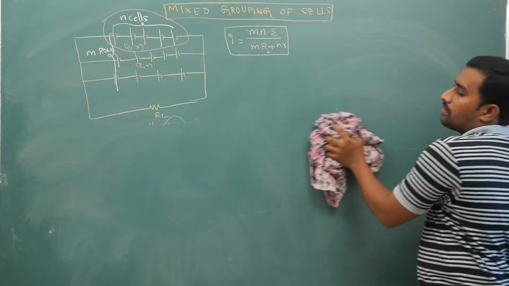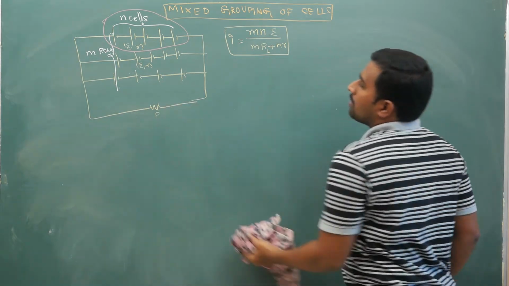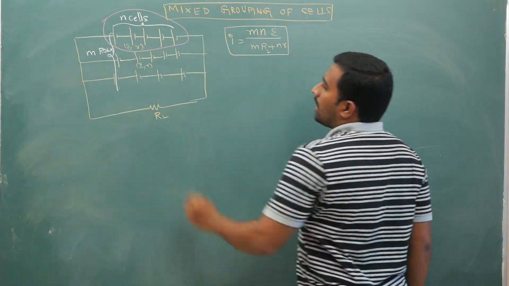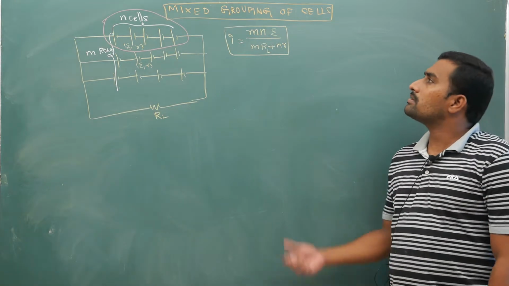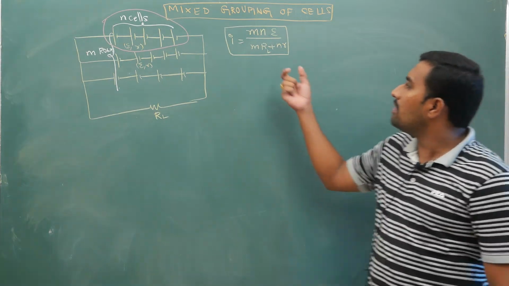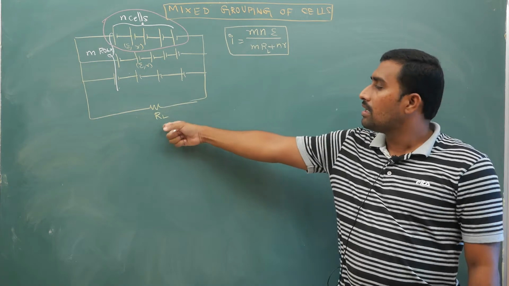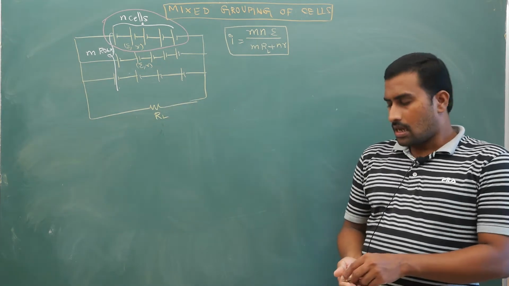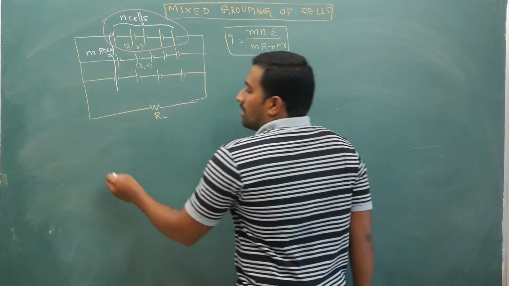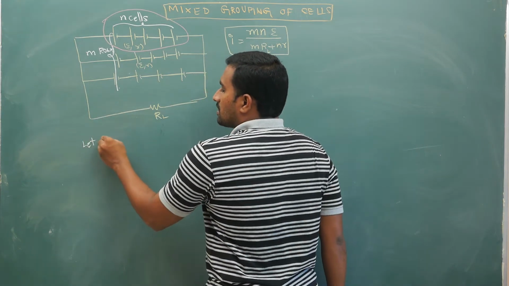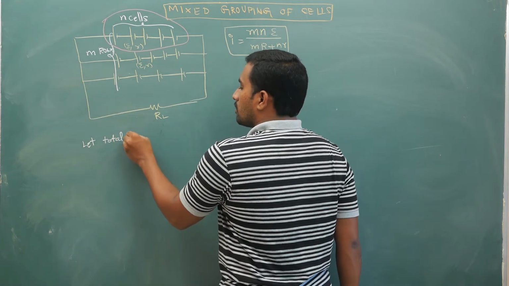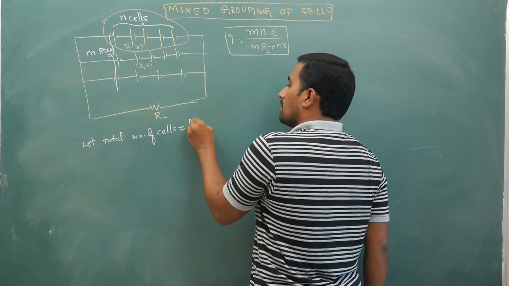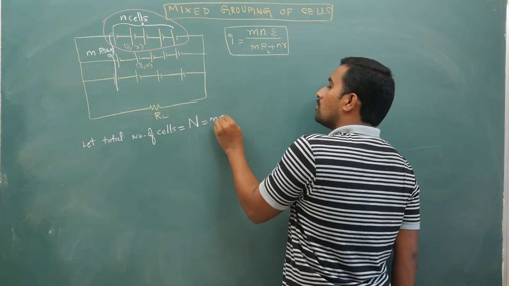Now what we are going to do is calculate the maximum current condition. Now when will you have maximum current across this load resistance is what I am going to calculate next. Now for that, let total number of cells be N. Okay, let total number of cells be equal to capital N. Then your capital N is equal to M into N.